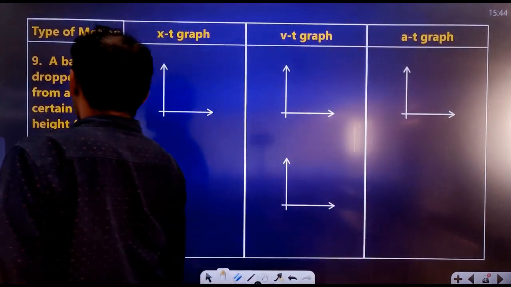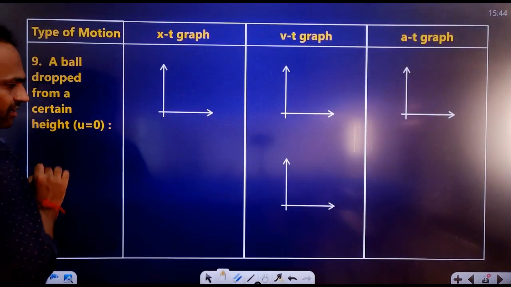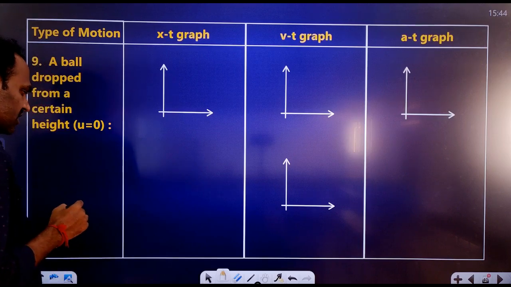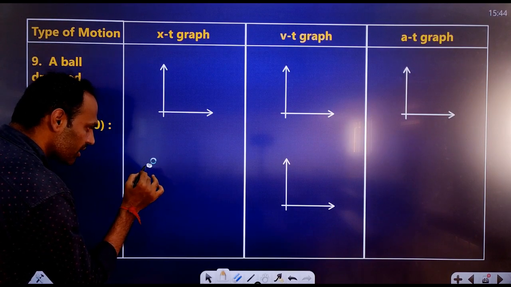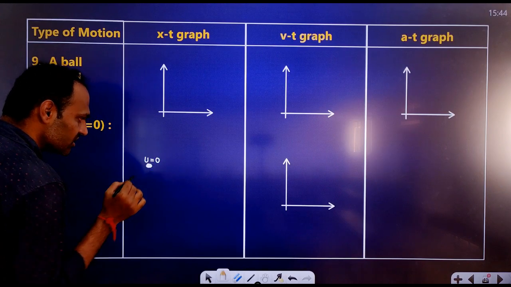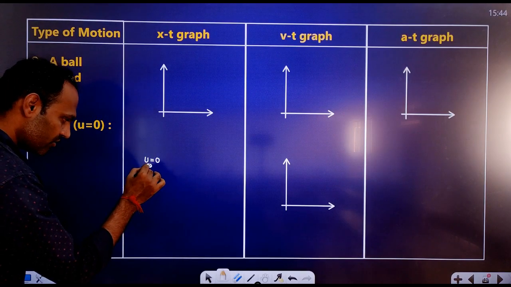Next, we'll go for a ball which is dropped from a certain height. See, if you drop a ball from here, dropping a ball in the sense its velocity is 0. Initial velocity is 0. So it will hit the ground.